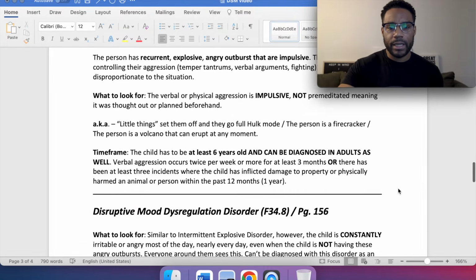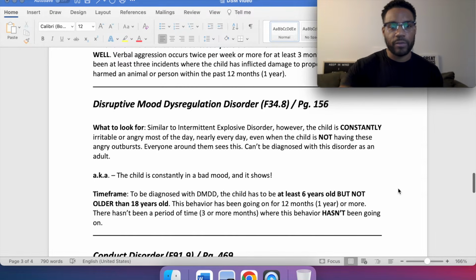And then when we scroll down to disruptive mood dysregulation disorder, what to look for? Similar to intermittent explosive disorder. However, the child is constantly irritable or angry most of the day, nearly every day, even when the child is not having these angry outbursts. Everyone around them sees this, like the teachers, parents, etc. You can't be diagnosed with this disorder as an adult. So remember, this one right here in particular is only for children. AKA, the child is constantly in a bad mood and it shows.